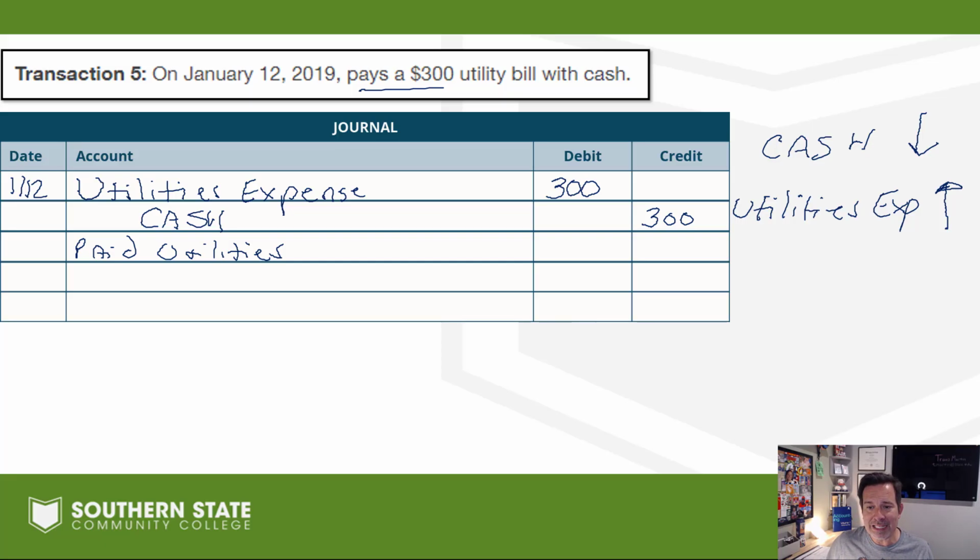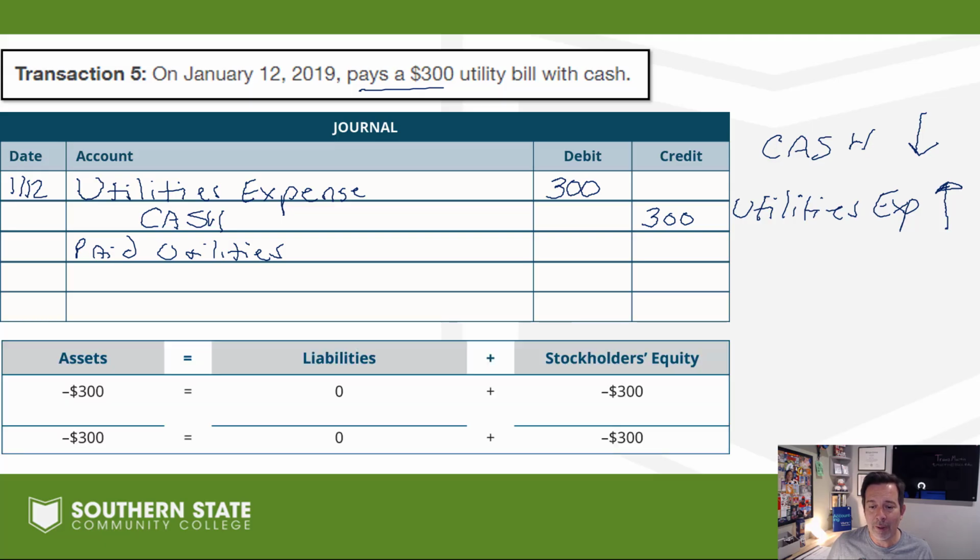How does that impact our accounting equation? Well, assets are going to go down. Boom. Assets go down $300 because we paid cash. We no longer have that $300. Our equity is going to go down $300. Remember, expenses make retained earnings go down. So even though the account itself is going up, the utilities expense account is going up, it's going to have a negative impact on our equity. It's going to make our retained earnings go down.